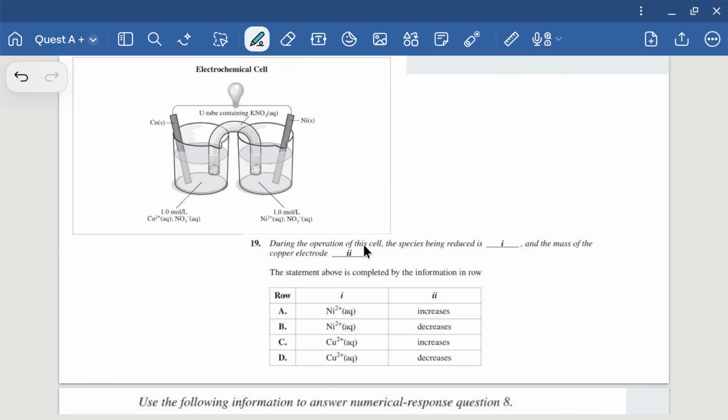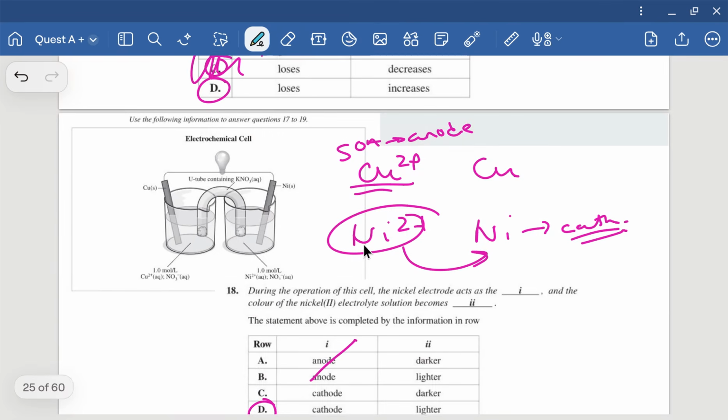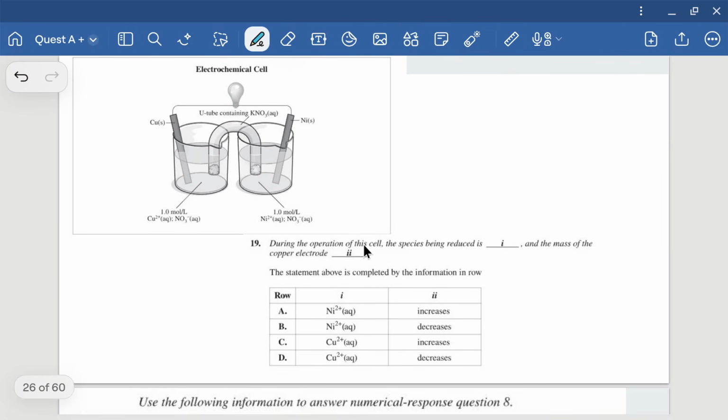Looking at number 19, it's asking during the cell, the species that is being reduced. So we can go back here for a second to how we set this up from our data booklet. If you are being reduced, you are undergoing reduction, and that happens at the cathode. So nickel is being reduced, and the cathode always gains mass. So it looks like here we have copper, and copper is going to increase in mass.